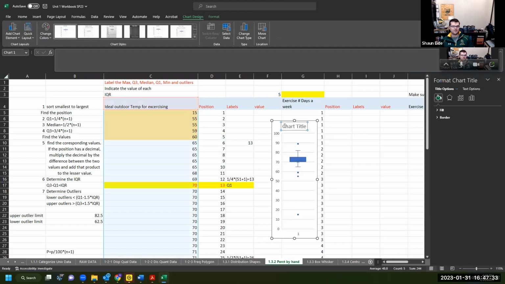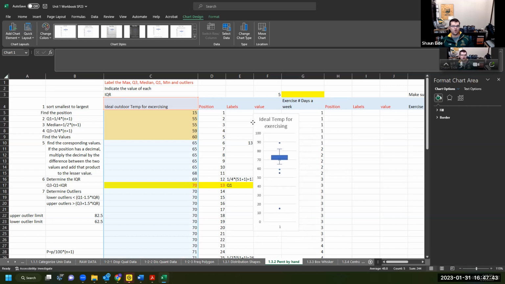And then we're going to change this to ideal temp for exercising. Now the question is what defines an outlier?